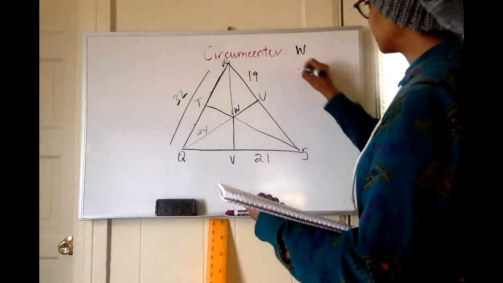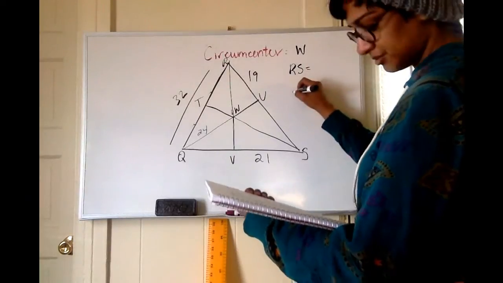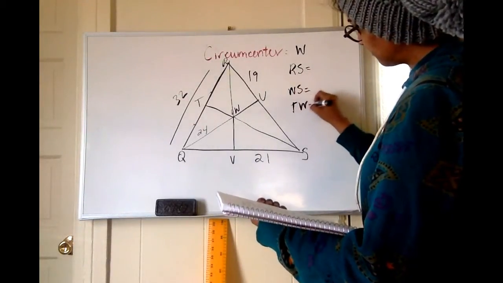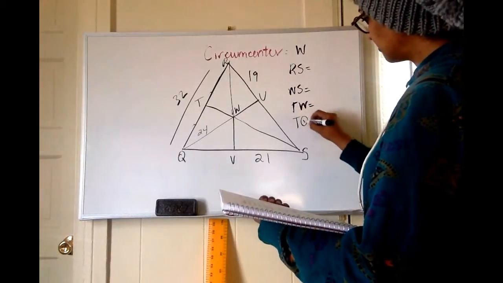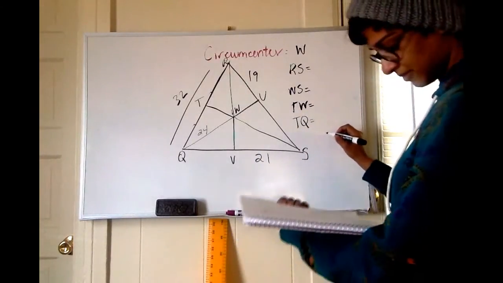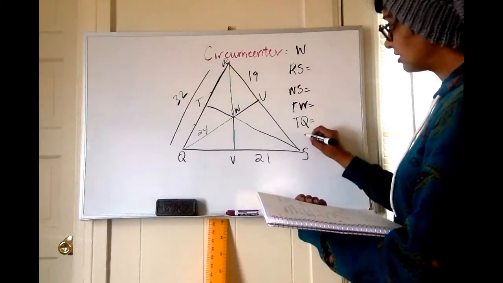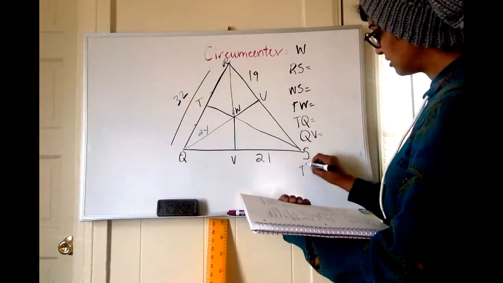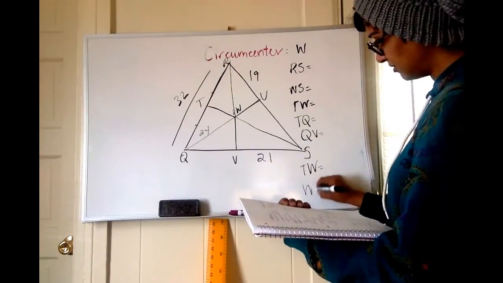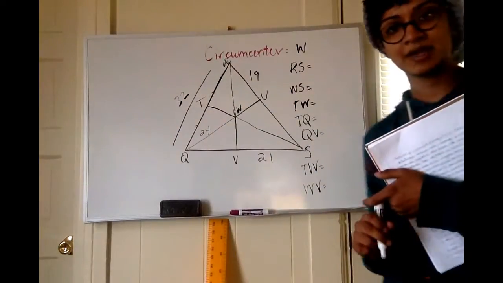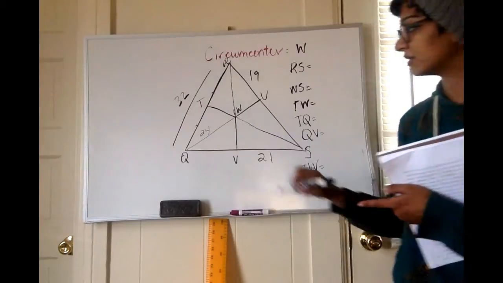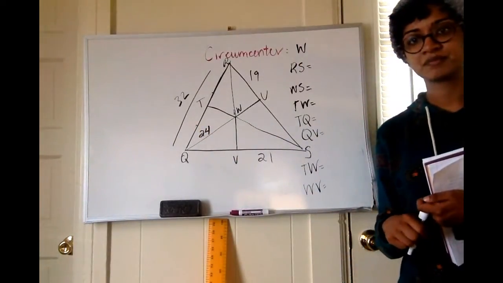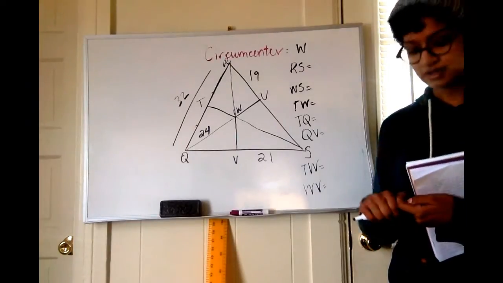Okay, so let me tell you what to find. We're finding RS, WS, TW, TQ, QV, TW, and WV. Okay, so if you want to pause right now and do the problem, okay, I'm going to do the problem.